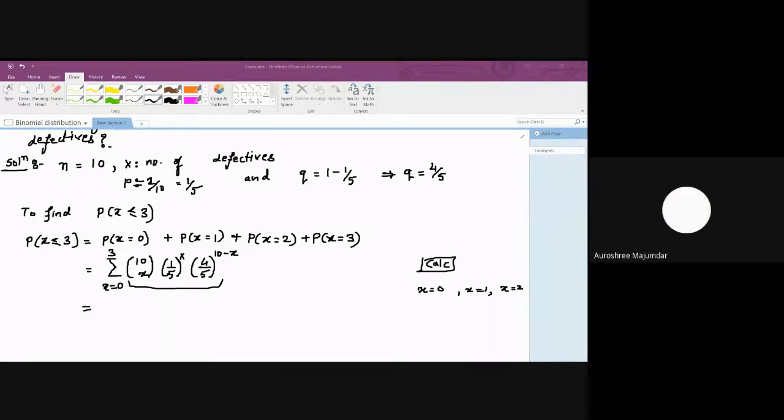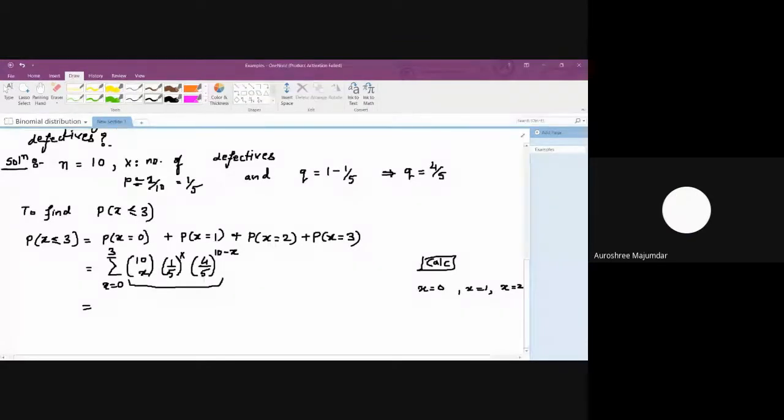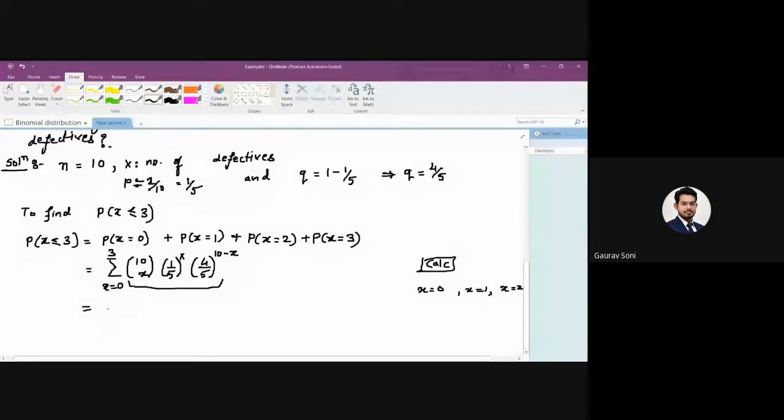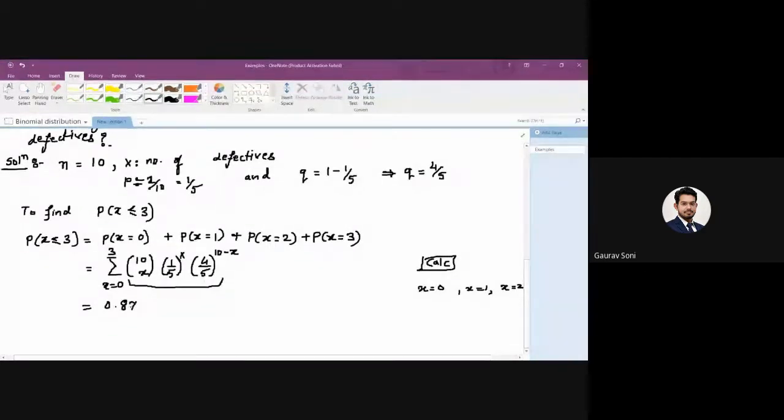So is it around 0.87 or 0.88? Yes, exactly. Okay, so it is 0.8791.